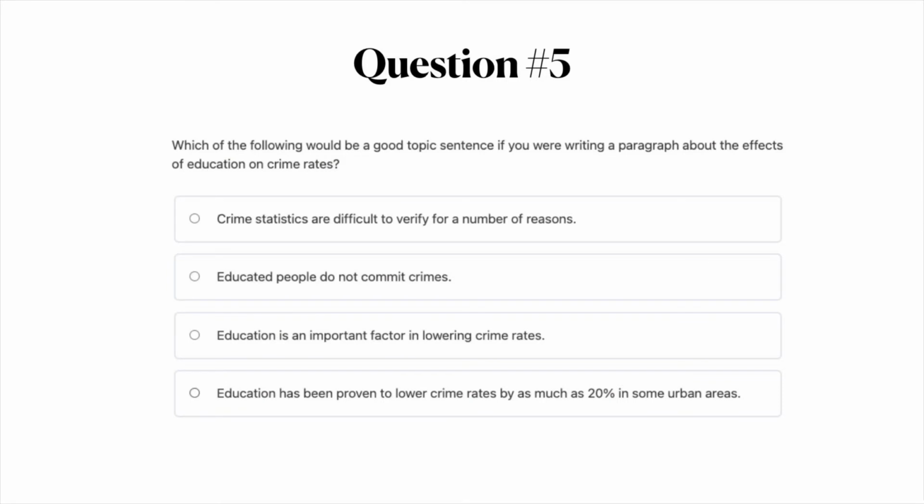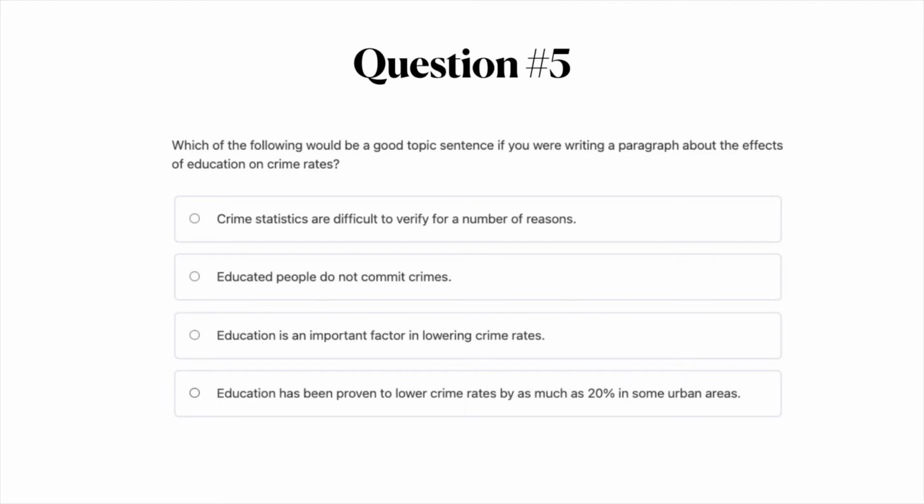Let's move on to question number 5. Which of the following would be a good topic sentence if you were writing a paragraph about the effects of education on crime rates? A. Crime statistics are difficult to verify for a number of reasons. B. Educated people do not commit crimes. C. Education is an important factor in lowering crime rates. Or D. Education has been proven to lower crime rates by as much as 20% in some urban areas.